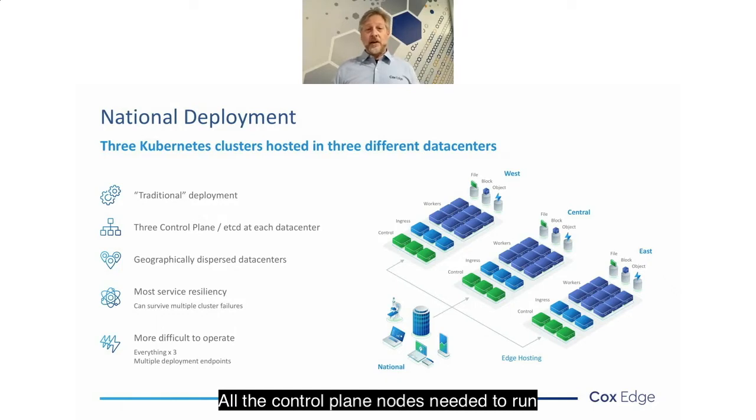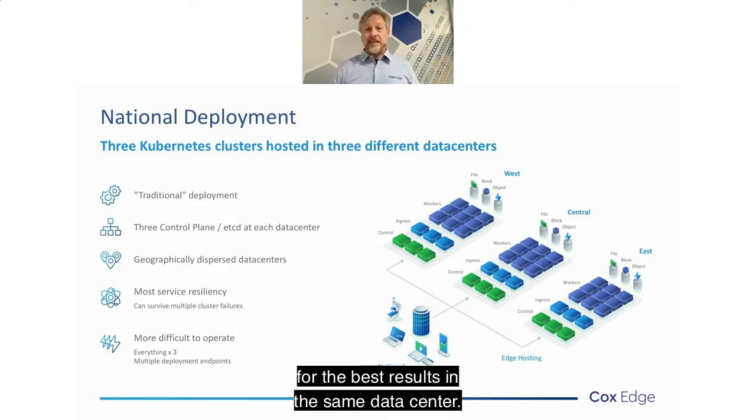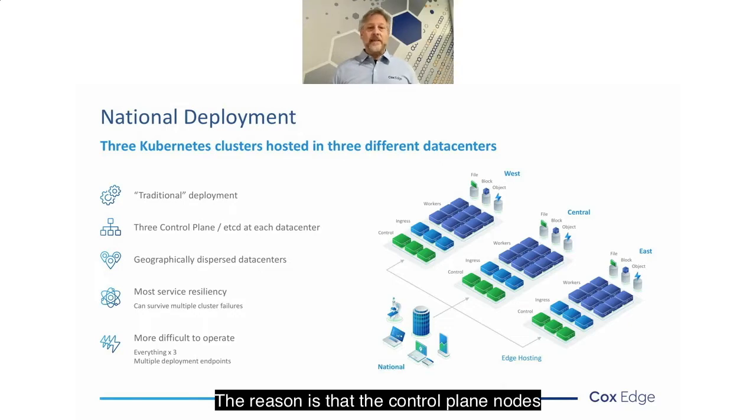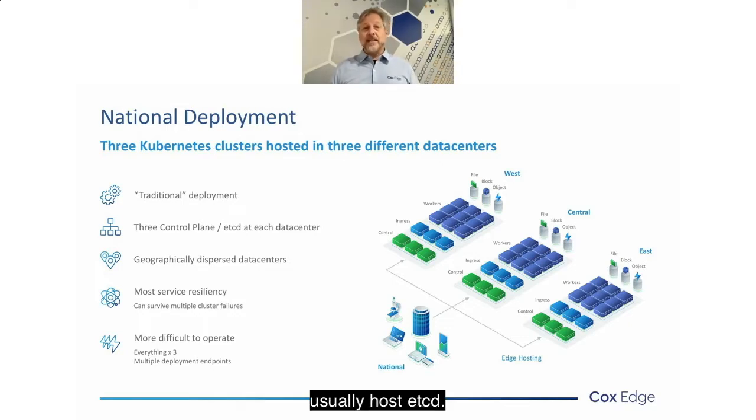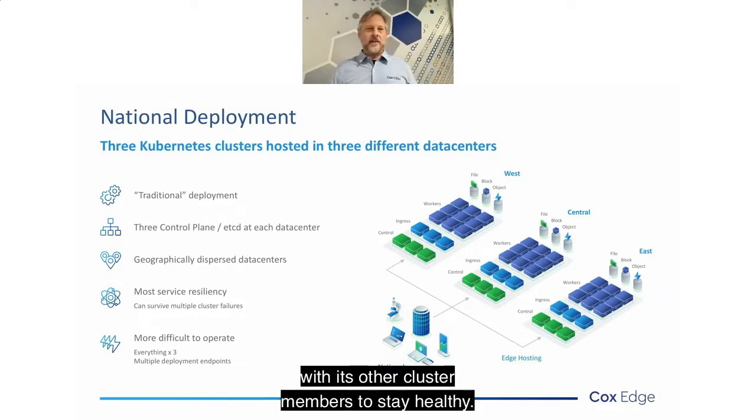All the control plane nodes needed to run for the best results in the same data center. Splitting that functionality, usually for high availability, was difficult and generally not recommended. The reason is that the control plane nodes usually host etcd. etcd is a distributed key value store, and it's the brain of Kubernetes. etcd stores the state and configuration of the Kubernetes cluster and the state of the hosted services, so it's pretty important. Every etcd node needs to be in sync with its other cluster members to stay healthy.